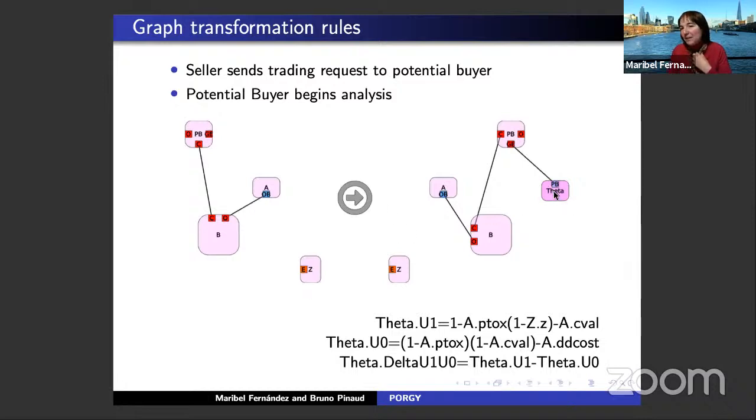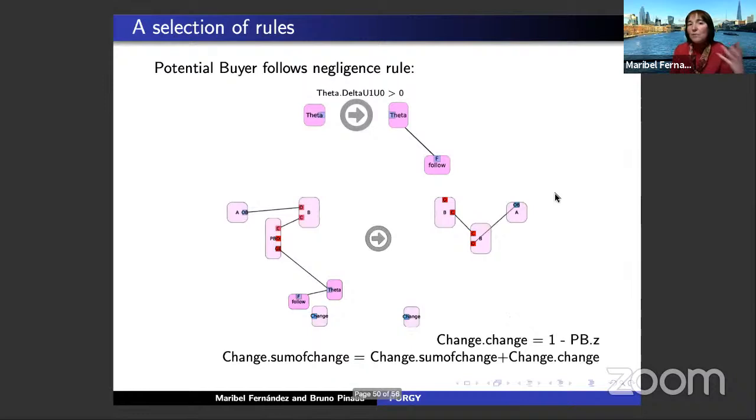This node theta that appears here will tell what the right behavior is to maximize profit. They might decide to follow the negligence rule or not. And in this model, we create a node follow, just to visually see if this agent is going to follow the negligence rule or not. And each time a bank changes its behavior, so if it used to be diligent, but now it's going to be negligent or vice versa, we have a node change.